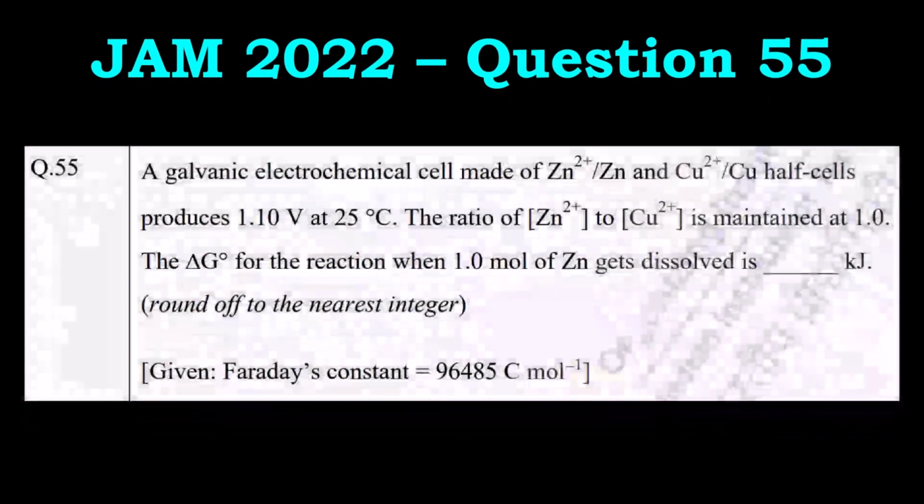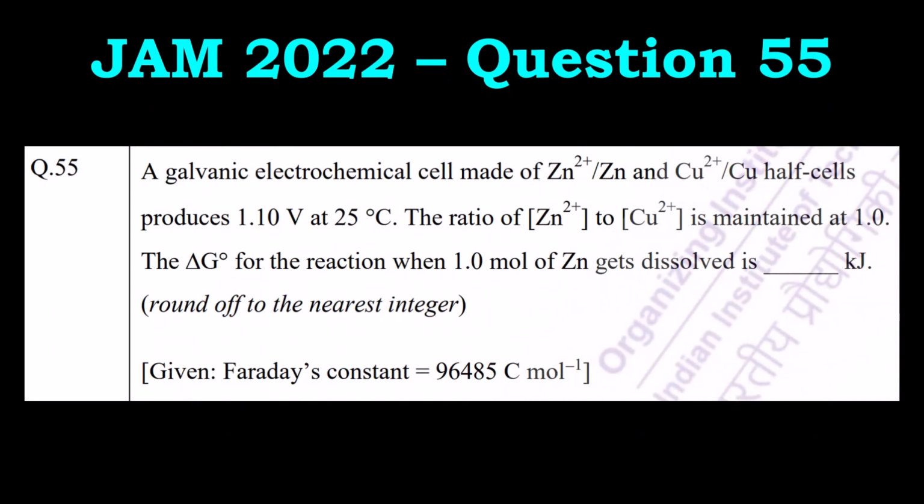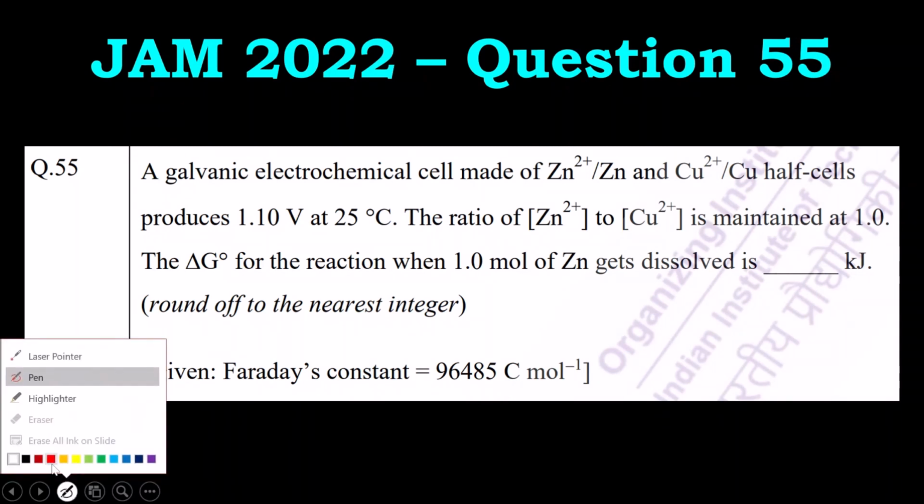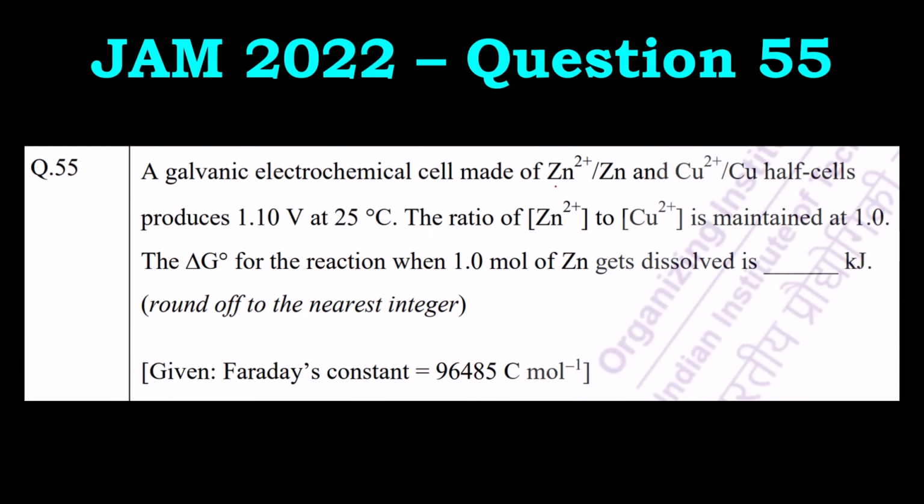So now for today's video, we are going to solve question 55 that was asked in the JAM 2022 paper. What is the question? Let us first read the question. A galvanic electrochemical cell is made up of two half cells, one is zinc and another is copper, that produces 1.1 volt at 25 degrees Celsius. The ratio of zinc to copper is 1.0. We have to find out delta G0, that is the standard Gibbs free energy change when 1 mole of zinc gets dissolved, and we have to find out the answer in kilojoule.